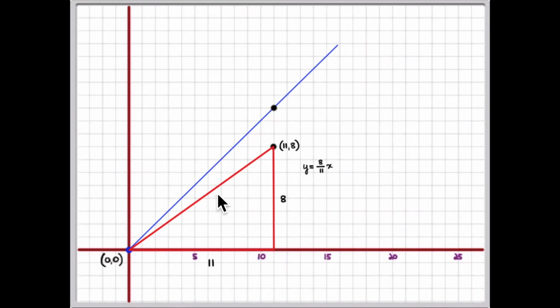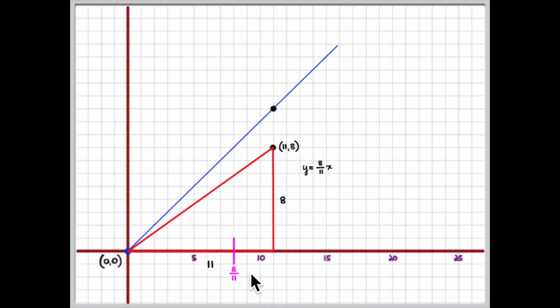So anywhere on this line, the vertical length is going to be 8/11ths of the horizontal length. Here are those 8/11ths right here. And so again, use an example of chocolates. If you have 11 chocolates and I say to you, give me 8/11ths of those 11 chocolates, you're going to take those 11 chocolates, divide them into 11 equal parts, and give me 8 of them. So 8/11ths of 11 equals 8.